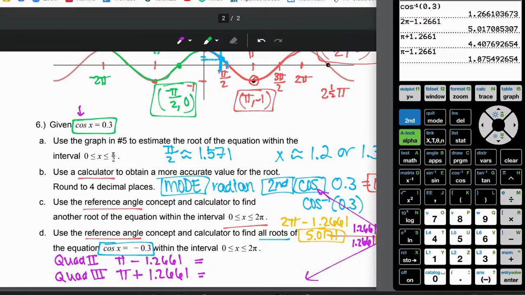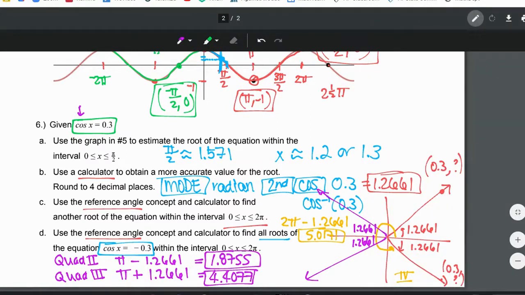All right, so if we add and subtract 1.2661 from pi, we get 4.4077 and 1.8755.